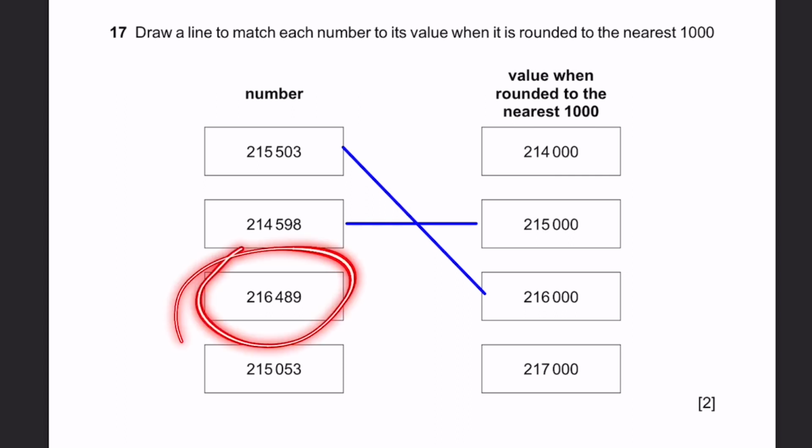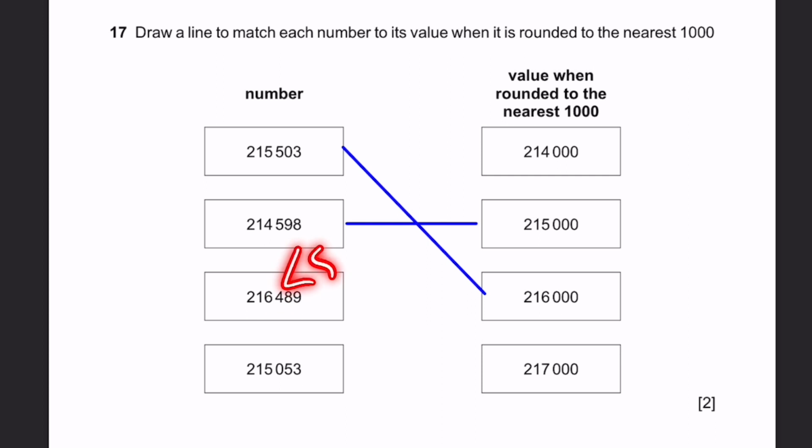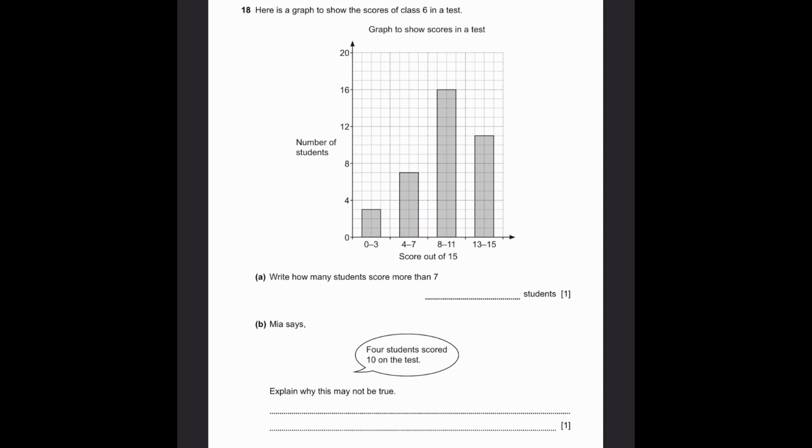Next, 216489. Thousands is here, next digit is 4, which is less than 5. So we round it down to 216,000. Next, 215053. So 5 is the thousands digit, next is 0, and that's less than 5. Therefore, we round it down to 215,000. That's the answer.